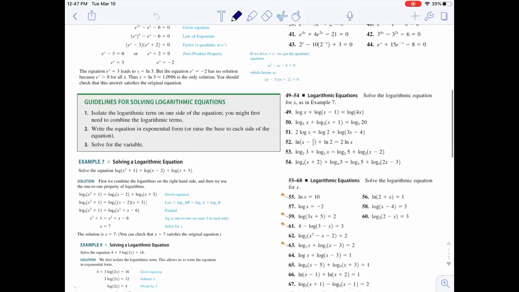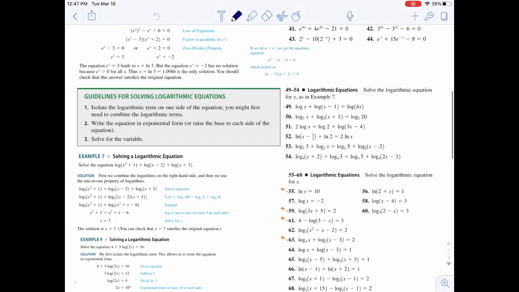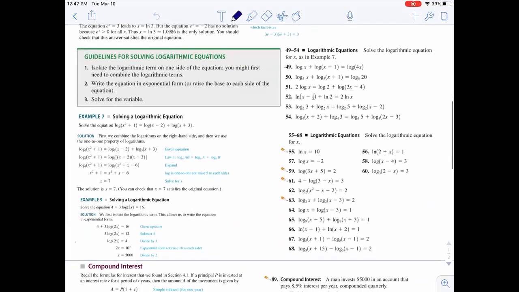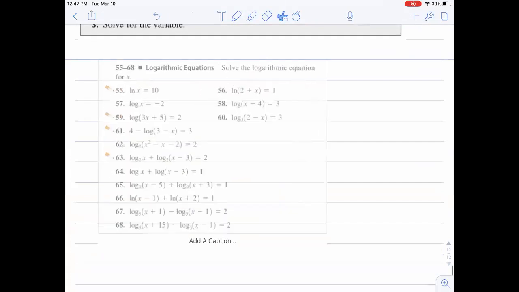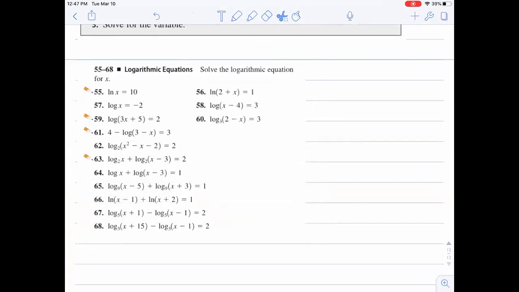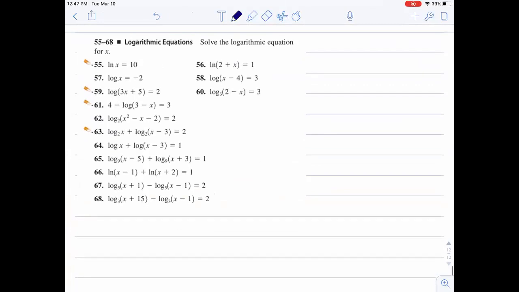49 to 54 is a little bit boring because there's logs of the same base on both sides. So then they essentially just cancel. So I'm going to skip ahead to 55 to 68. But you can go through and try those other ones too. But these are going to be more interesting. So if we try something like number 66, why not?